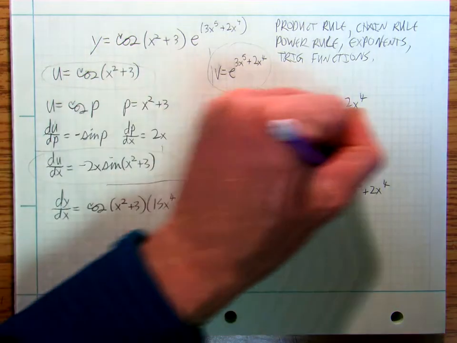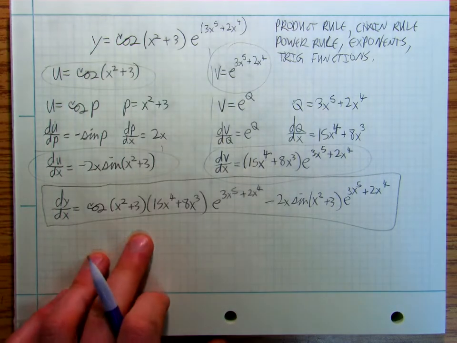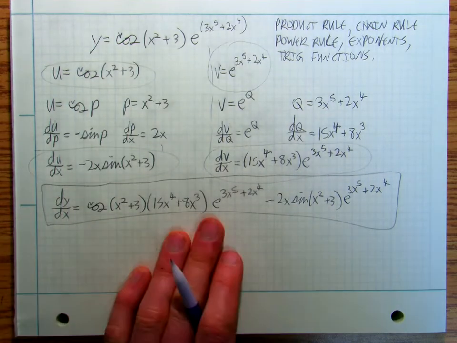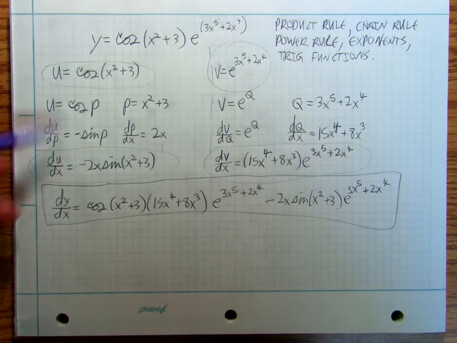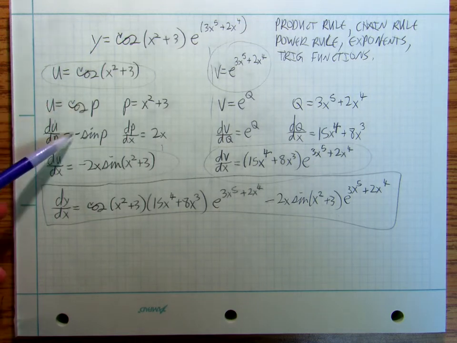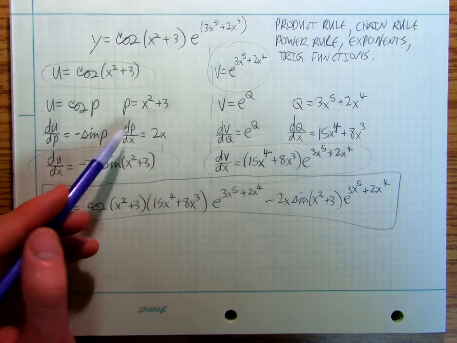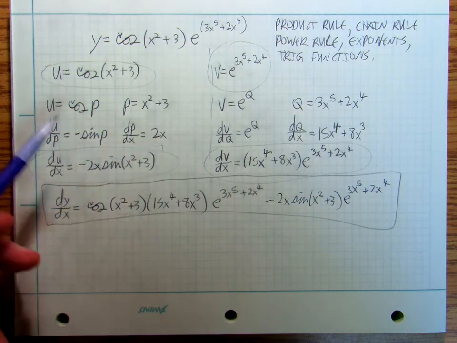Okay, so really a lot of stuff in there. There's just a lot of stuff in there. But what I want to show you is you just break it down into simple functions. u equals cosine p. The derivative of that, du dp, is negative sine p. You know that. p equals x squared plus 3. dp dx is 2x. You also know that.